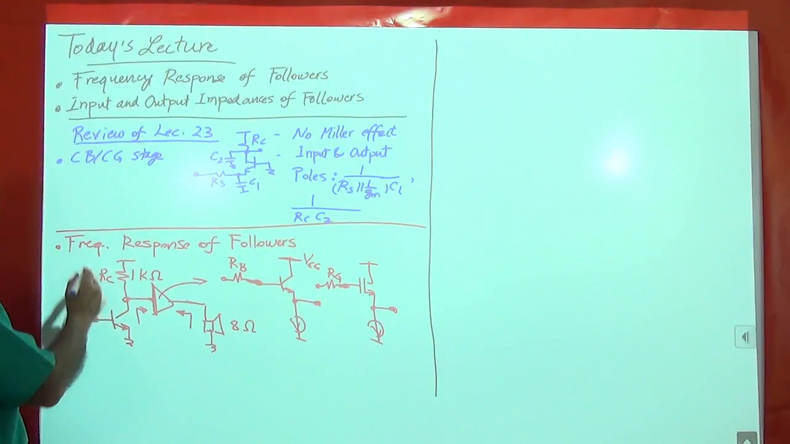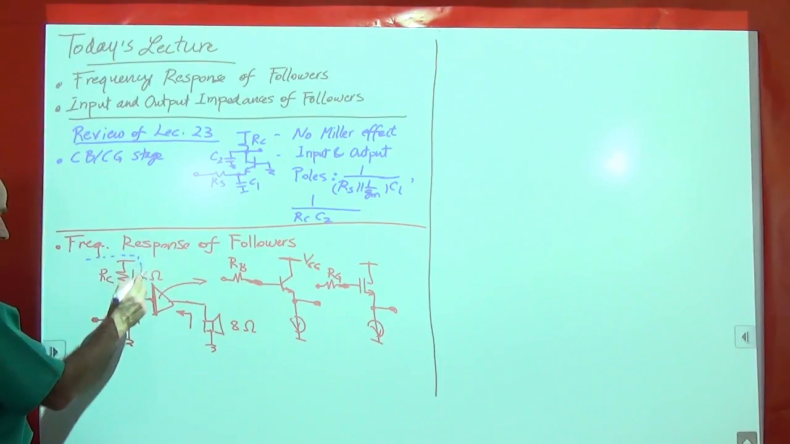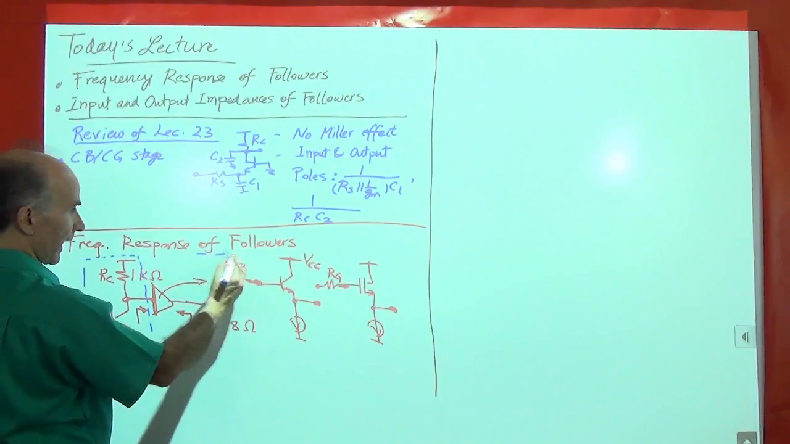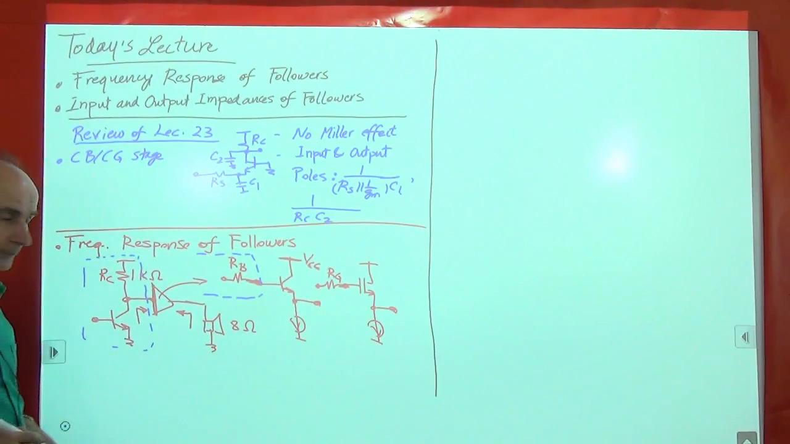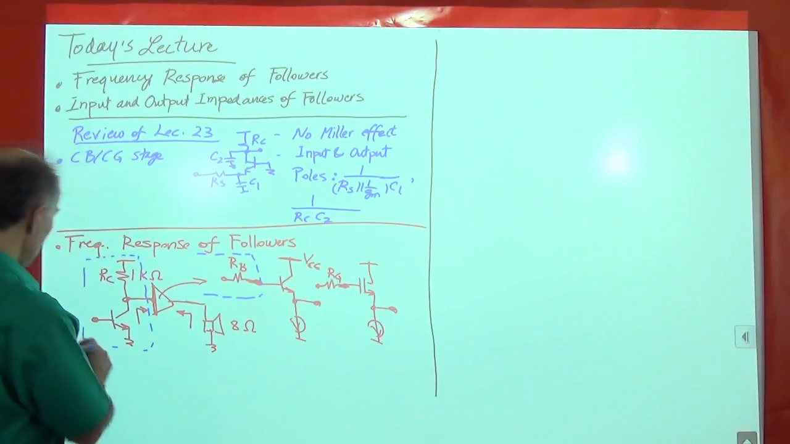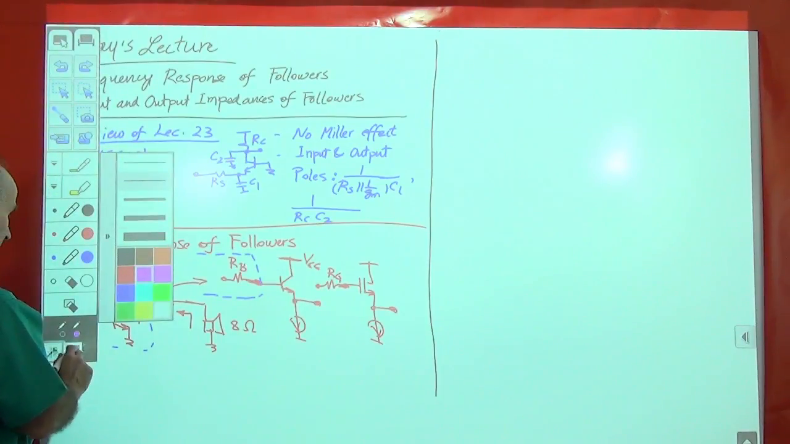So if this preceding stage is like this, right? So that RB is just modeling the preceding stage. Now we go ahead and add our capacitances, right? So let's do that. I will change the color of my pen.